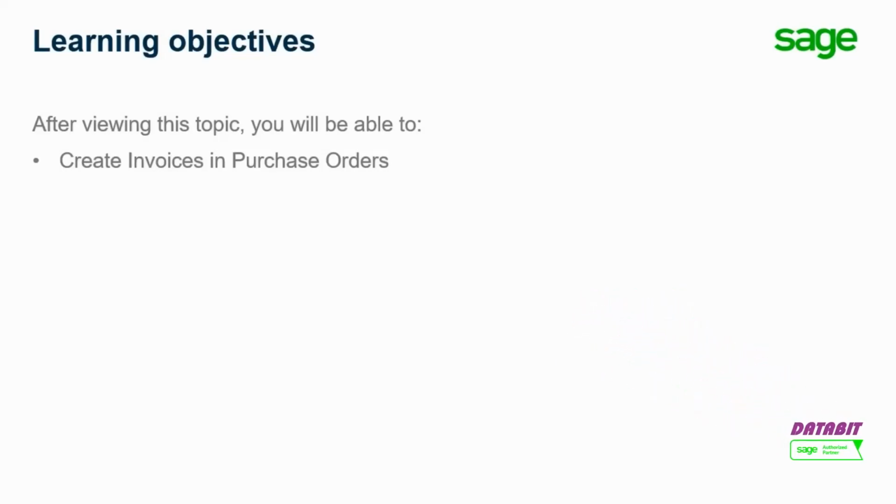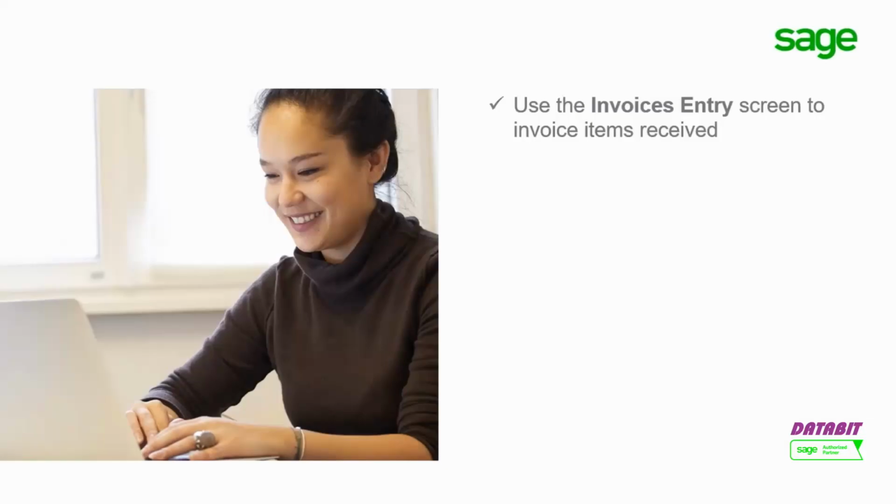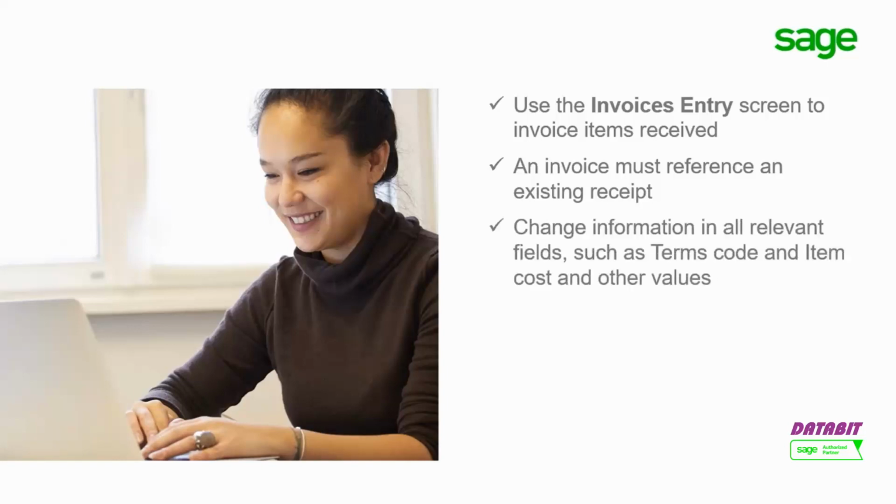create invoices and purchase orders. Use the invoice entry screen to invoice items received. An invoice must reference an existing receipt. It is possible to change information in all relevant fields, such as terms codes, item costs, and other values.